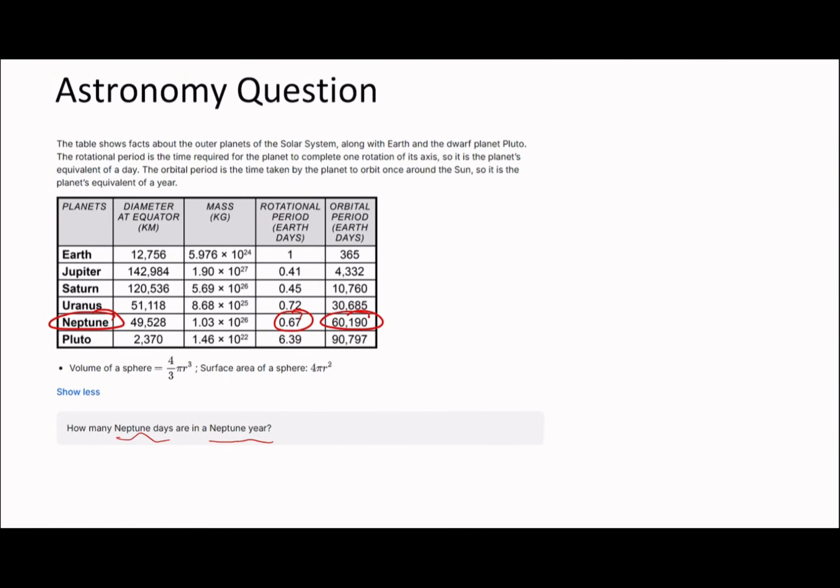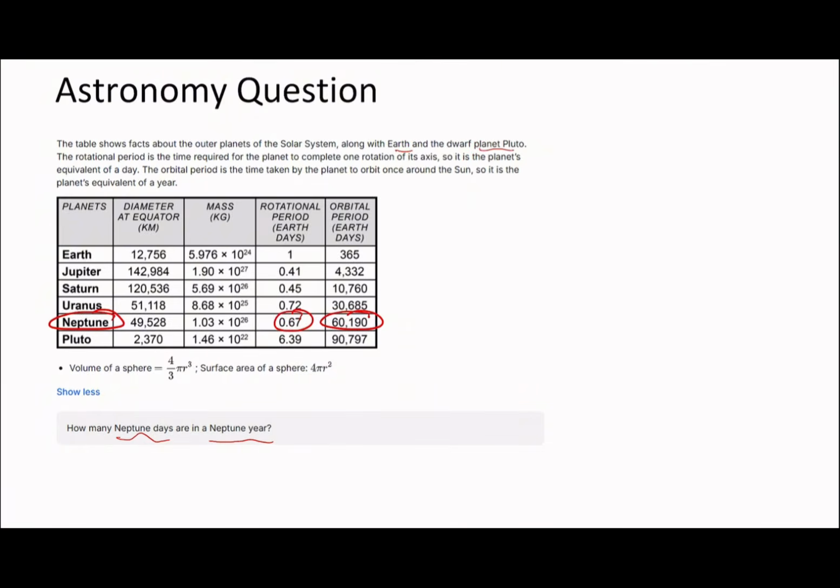So one thing I'd say is it's important to understand them. Sometimes, if you don't know what they mean, it's probably because you haven't been told about this before, you haven't seen this question before, or the information is probably just in the abstract. So here, let's read it. The table shows facts about the outer planets of the solar system, along with the Earth and dwarf planet Pluto, and so on. The rotational period is the time required for the planet to complete one rotation of its axis, so it's the planet equivalent of a day.